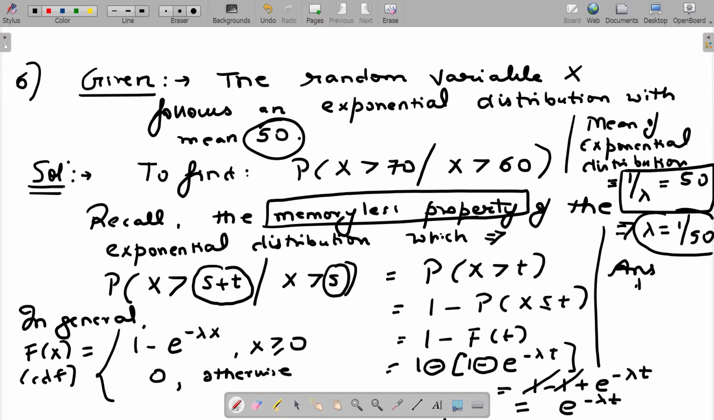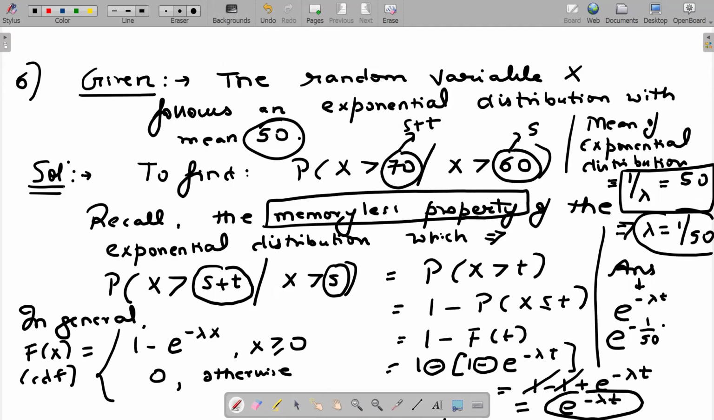That means what will my answer be? It will be e to the power minus lambda t, where lambda is 1 over 50. And what is t? This is my s plus t and this is my s, so t is simply 70 minus 60, which is 10. So the 0 and 0 cancel out. What is my final answer? My answer is e to the power minus 1 over 5.